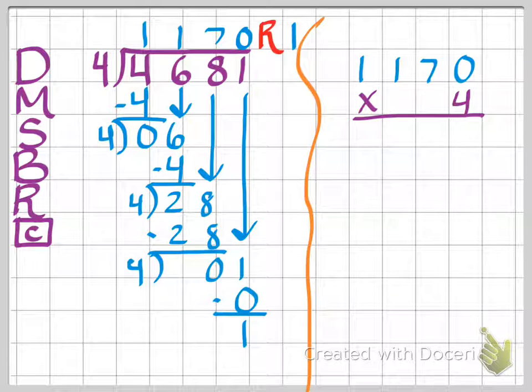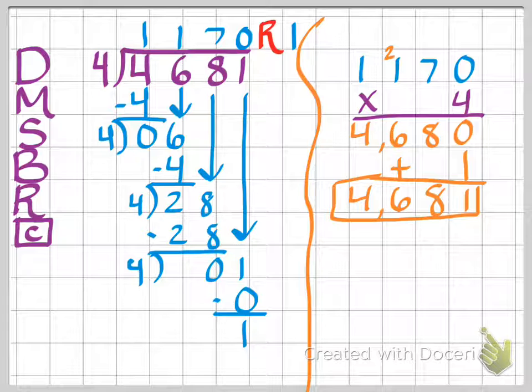And of course you aren't finished because you need to check your work. So you should have said 1,170 times 4. And you got, sorry, not 1,000. You got 4,680, but then you added your remainder, and you have 4,681. And you box it, and connect it.